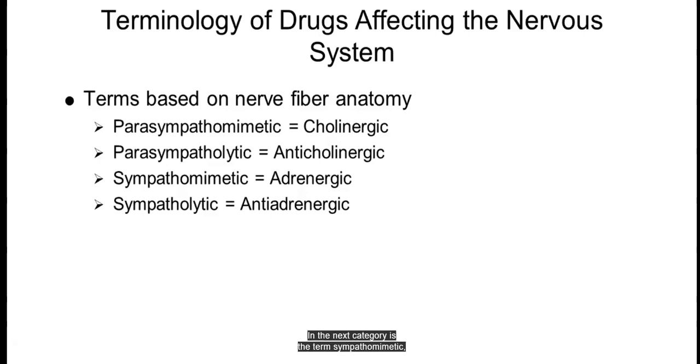The next category is the term sympathomimetic, mimicking the sympathetic side, also called adrenergic, which is the neuroeffector site on the sympathetic branch. It is comprised of alpha-1 and 2, beta-1 and 2, and dopaminergic receptors that we will discuss later. Lastly, the term sympatholytic, going against the sympathetic system, and the term anti-adrenergic are drugs that act the opposite of the sympathetic system.